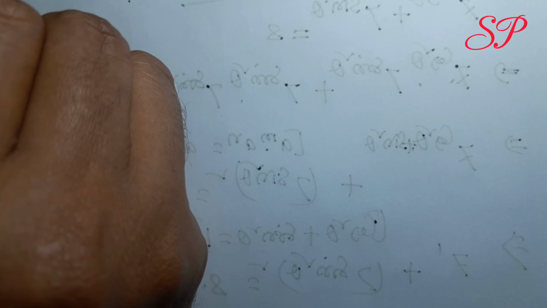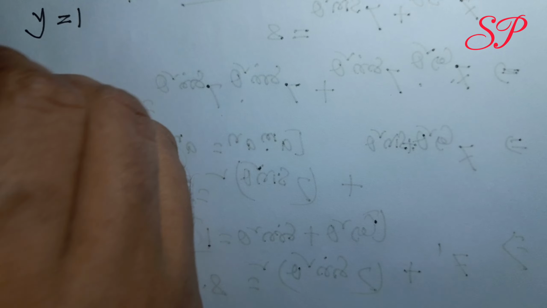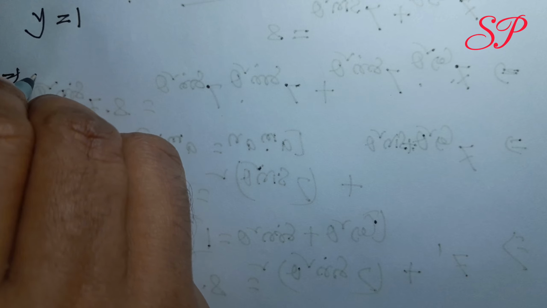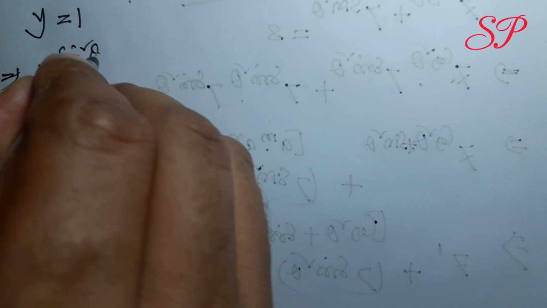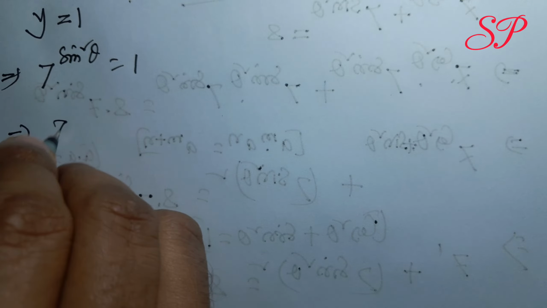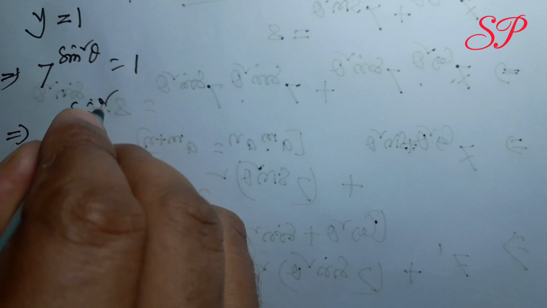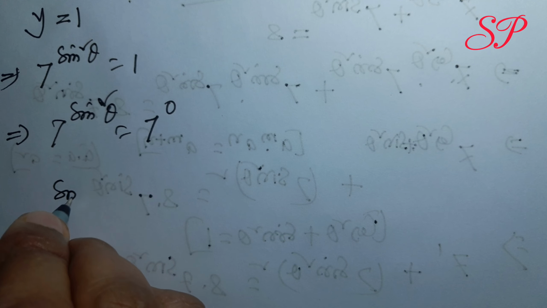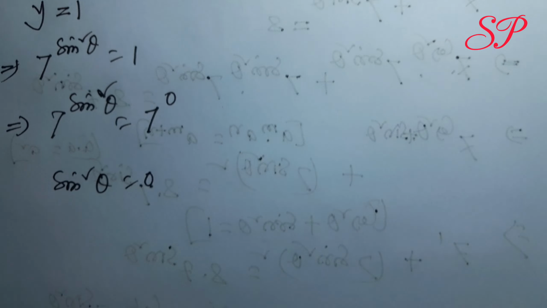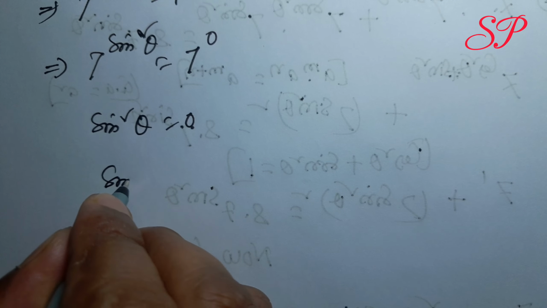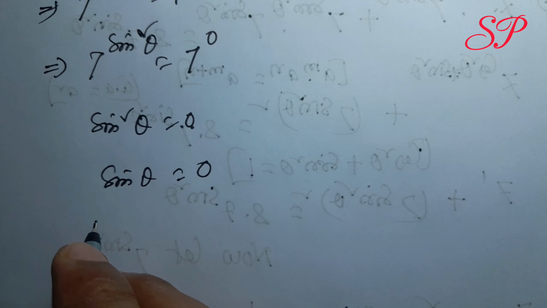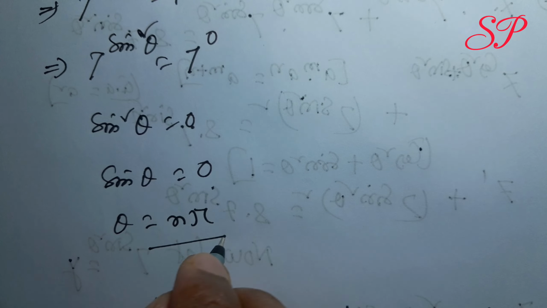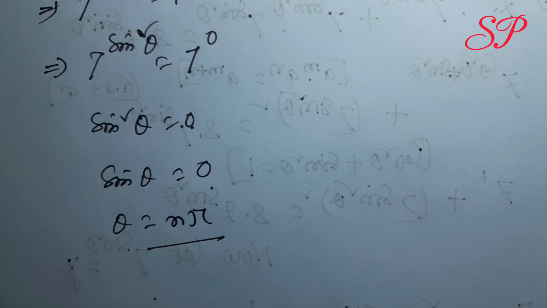Again y is equal to 1. Then putting the value of y, 7 to the power sin square theta is equal to 1. Then we can write 7 to the power sin square theta is equal to 7 to the power 0. So sin square theta is equal to 0 and sin theta is equal to 0. Therefore theta is equal to n pi, where n is any integer.